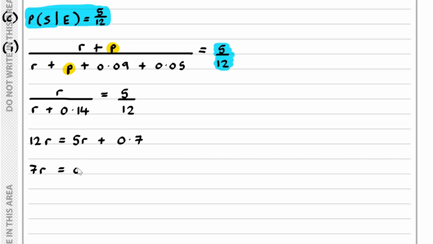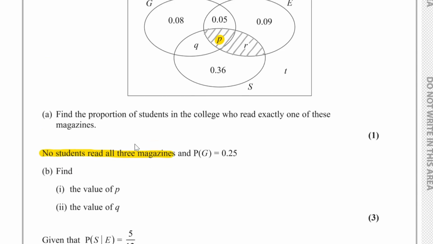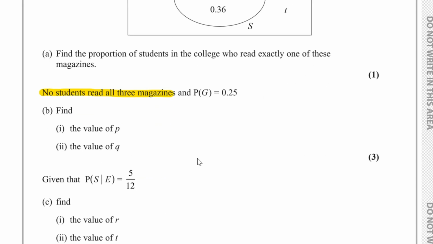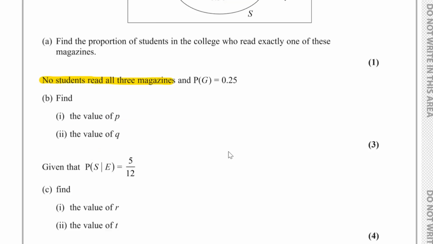7R is 0.7. R is equal to 0.1. And now that we know what R is, if we go back to the Venn diagram, we need to find the value of T. Well, the sum of probabilities is equal to 1, so each of these values added together is equal to 1.